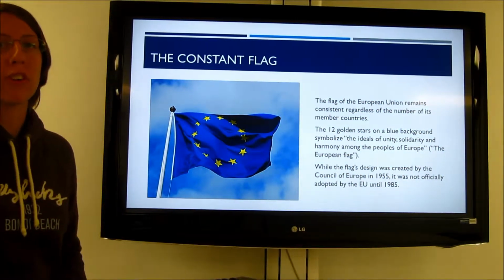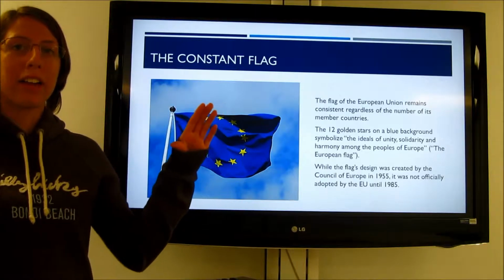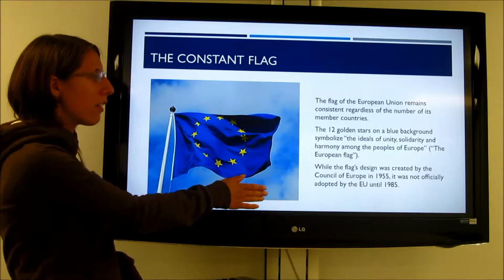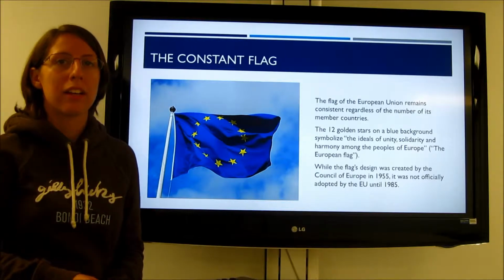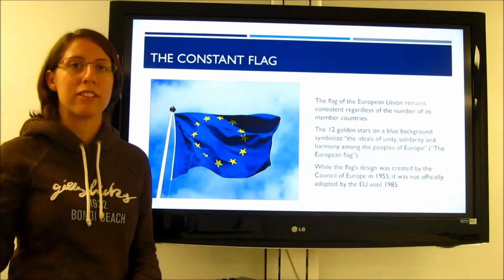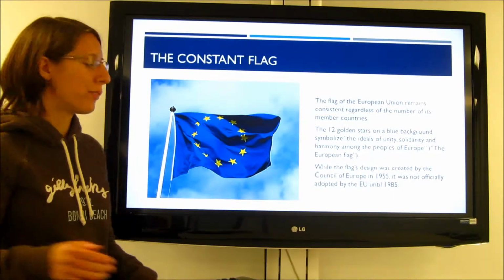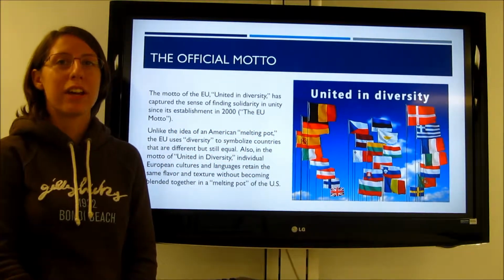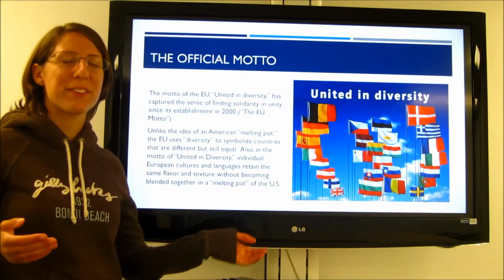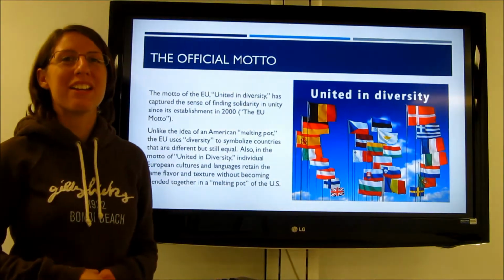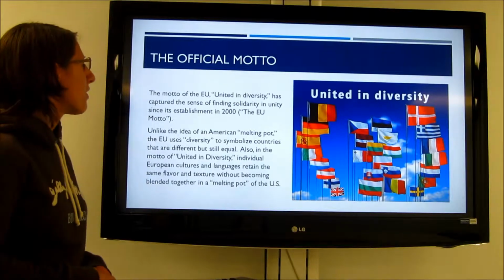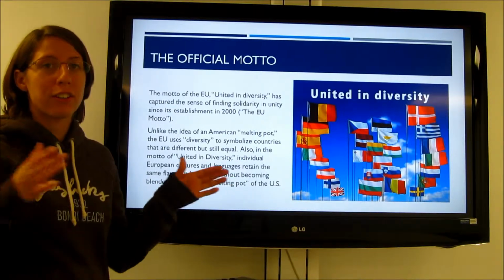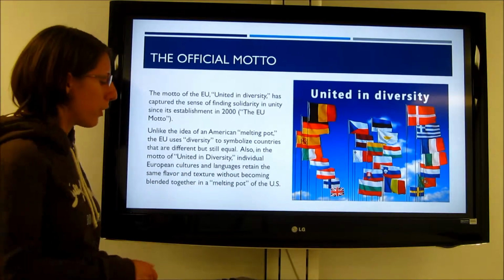Then the flag, as I mentioned earlier, is a blue flag, and it has 12 yellow stars on it. These symbolize the ideas of unity, solidarity, and harmony among the peoples of Europe. These stars remain constant regardless of countries that leave or come into the EU. And finally, it's the motto, the one that I referred to earlier, United in Diversity, like its song, the anthem of the EU. The motto shows that even though all of them are different, they can all work together, and they can go together to make a better place in the world of Europe.